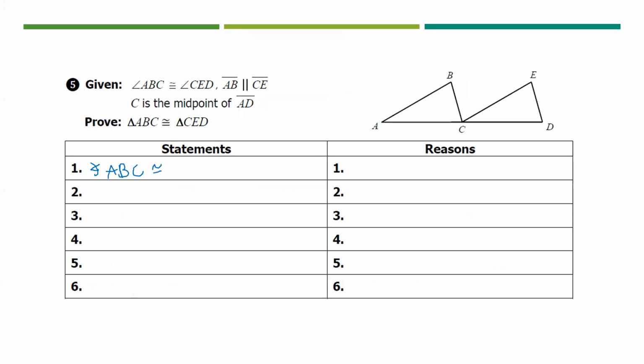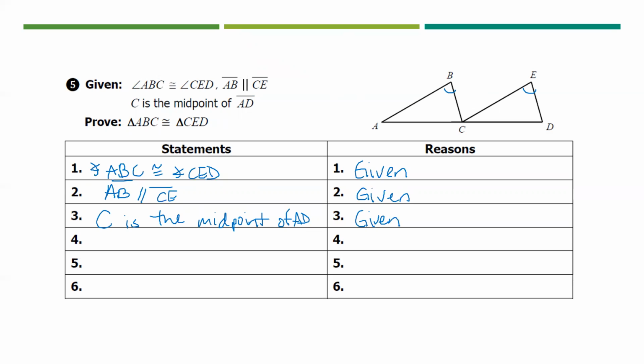Angle ABC is congruent to angle CED. That's given, and I'm going to mark it in my picture. ABC congruent to CED. And it says that AB is parallel to CE. I bet we're going to need some angle relationships. Let's just go ahead and put that third given there to get it out of the way. C is the midpoint of AD.